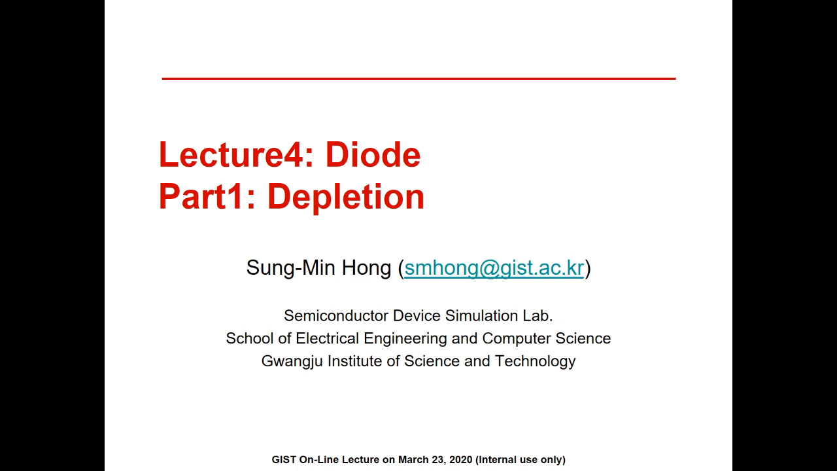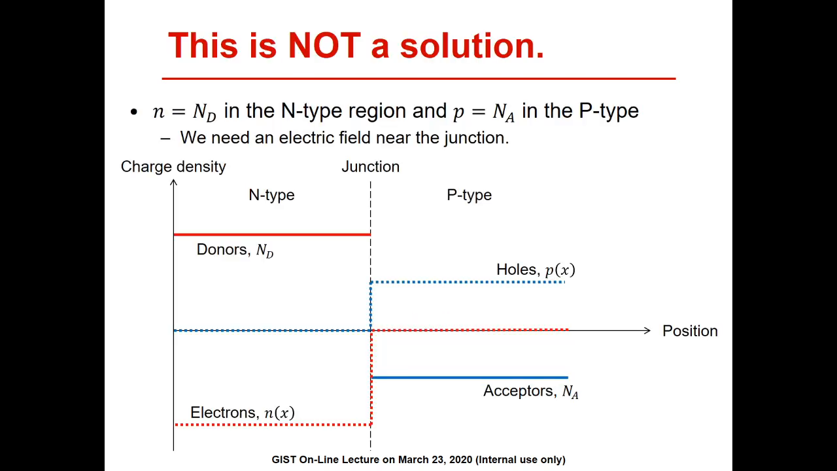Hi everyone, in lecture 4, we will study the equilibrium state of a p-n junction quantitatively. Lecture 4 has only one part, part 1, which is devoted to the depletion approximation.